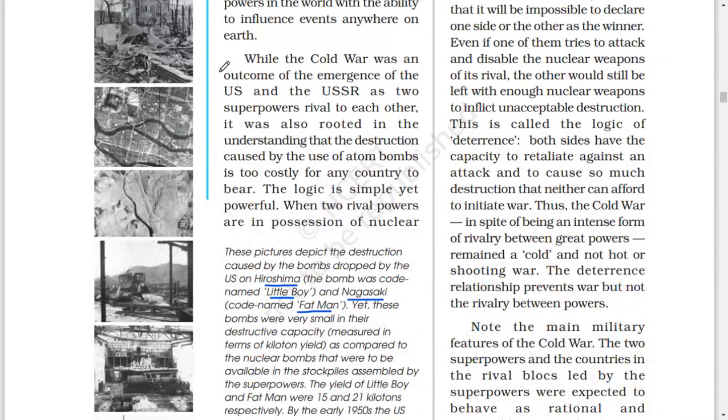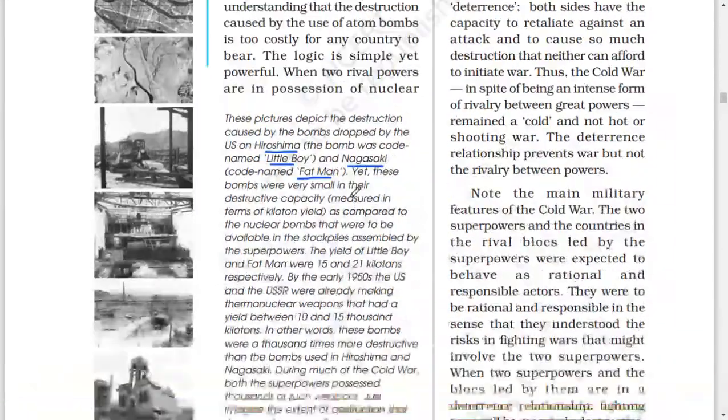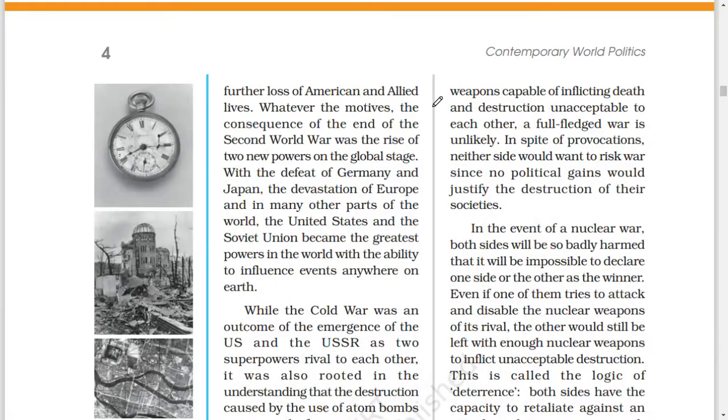While the Cold War was an outcome of the emergence of the US and the USSR as two superpowers rival to each other, it was also rooted in the understanding that the destruction caused by the use of atom bombs is too costly for any country to bear. The logic is simple yet powerful. When two rival powers are in possession of nuclear weapons capable of inflicting death and destruction unacceptable to each other, a full-fledged war is unlikely. In spite of provocations, neither side would want to risk war since no political gains would justify the destruction of their societies.